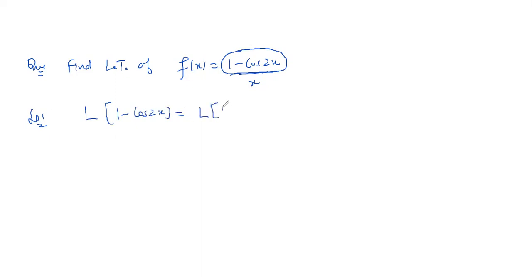Because of linearity, since Laplace transform is a linear operator, I can use that. So L of 1 is 1 by p, and L of cos 2x is p over p square plus a square, so 2 square is 4. This is your capital F(p). Now it's your choice whether to simplify it at this stage or keep it like this. If it were the final answer you could simplify it a bit, but you see the next step coming: division by x.